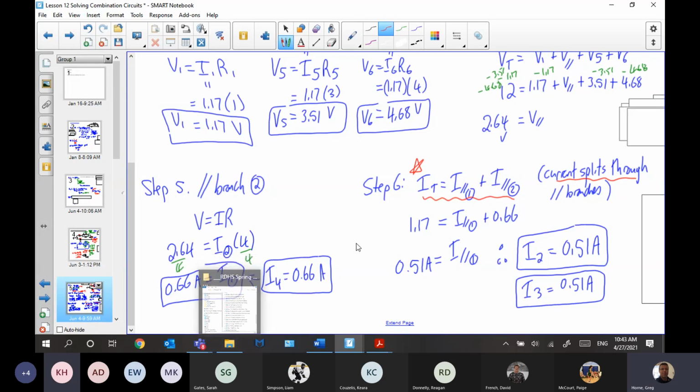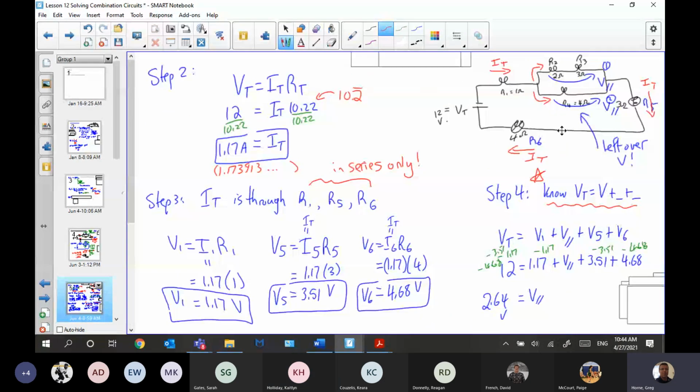Mr. Horn, I just got a little mixed up with the numbers there. Step 5, what did you do again? So step 5 was when I noticed that we had calculated the voltage across the parallel branch system was 2.64. And so I noticed that, okay, that gives me the voltage across the 4 ohm, right? And so if I know the voltage across a 4 ohm resistor, then I can calculate how much current will flow.